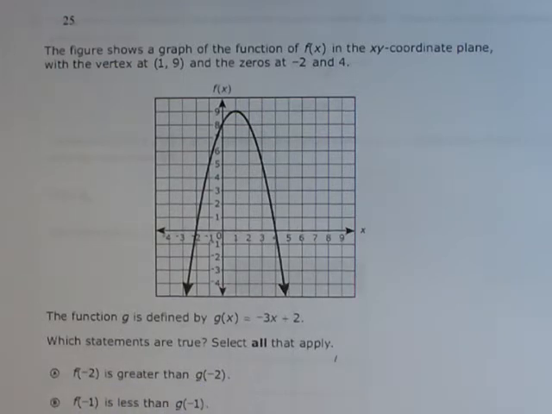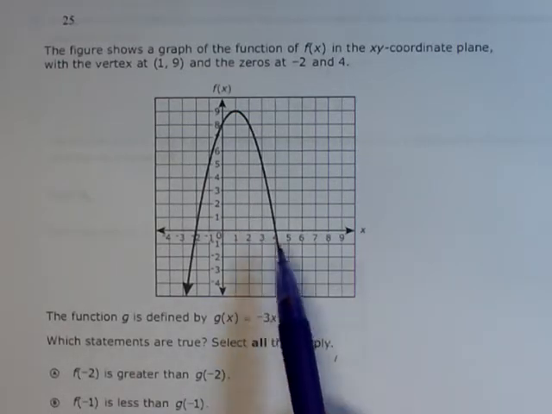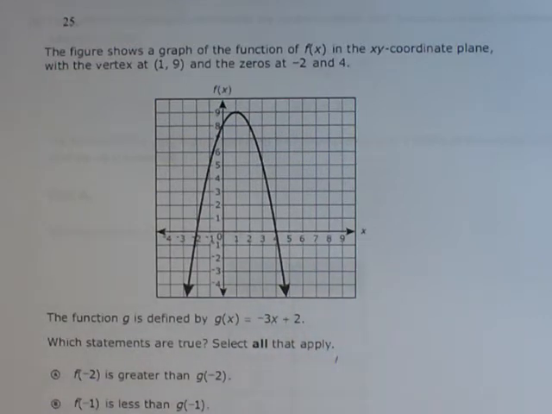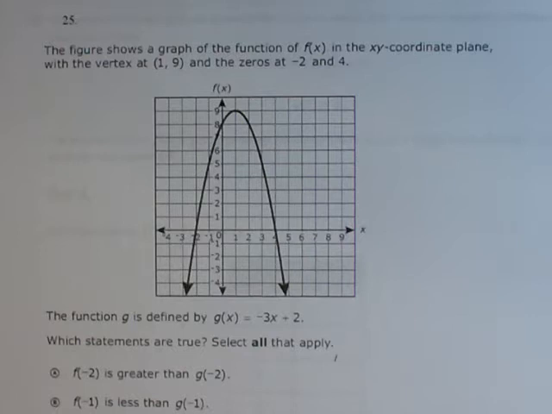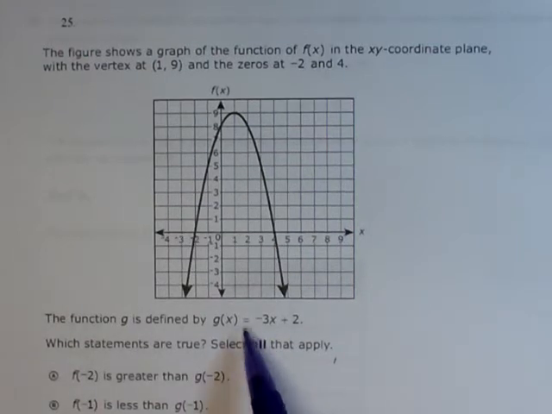Okay, and then it's asking me to compare these two outputs. So I need to have a way to compare these two. Right now I have an equation for g of x and a graph of f of x. One way to do this visually would be to graph g of x equals -3x plus 2.